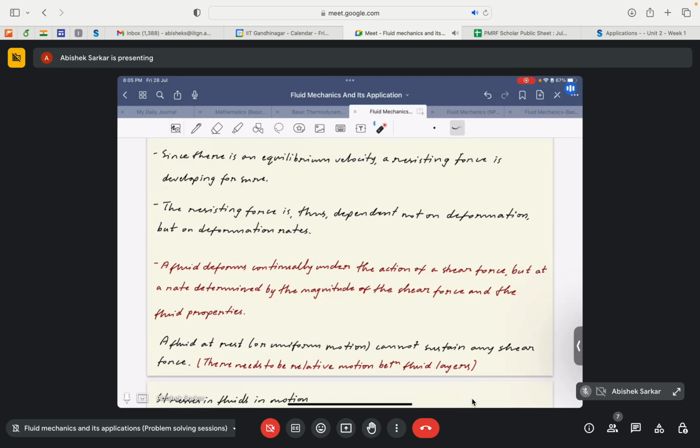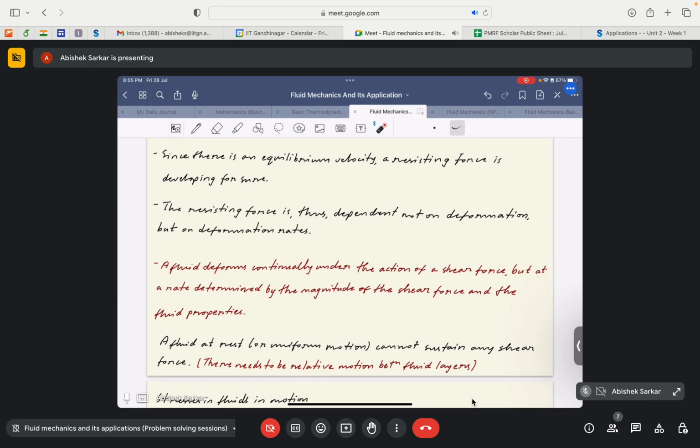So this very nature of fluid is a key way to obtain a definition of fluid, right? As it is shown here, a fluid deforms continually under the action of shear force, but at a rate determined by the magnitude of shear force and the fluid properties. This is a way by which fluid can be defined. It's a very simple but apt definition of fluid, and it differentiates it from a solid, right?